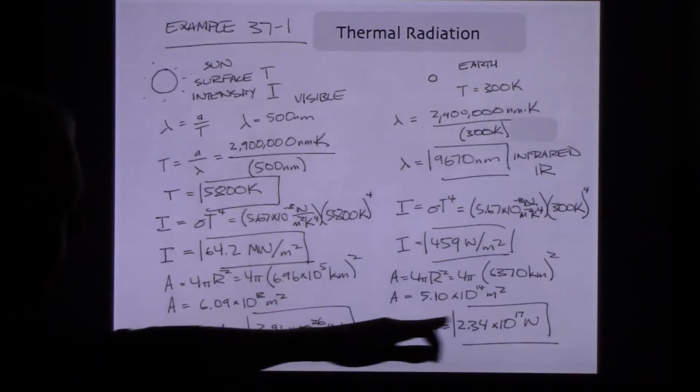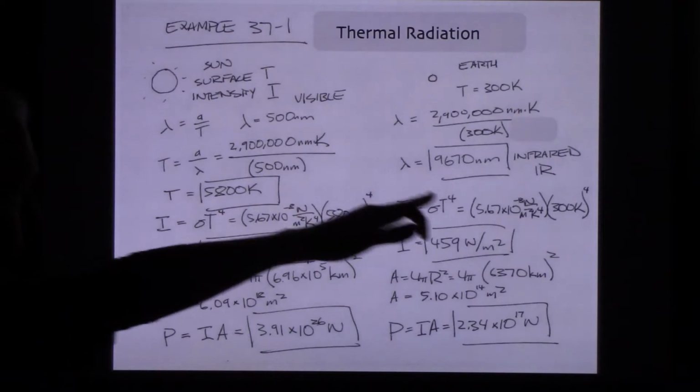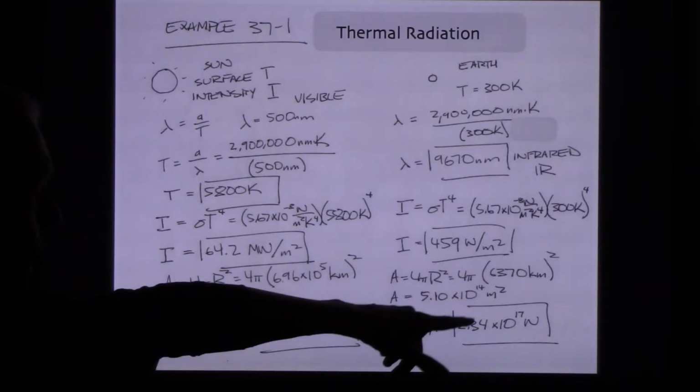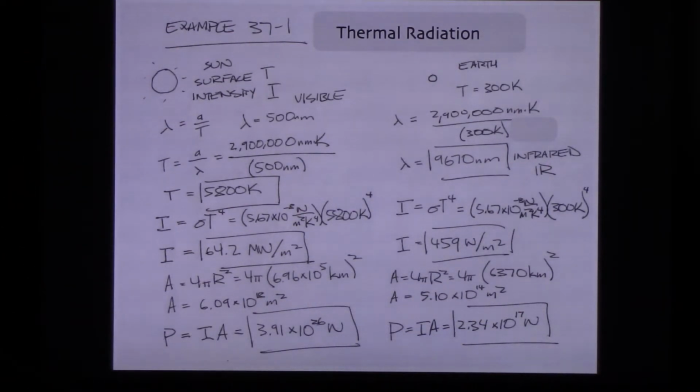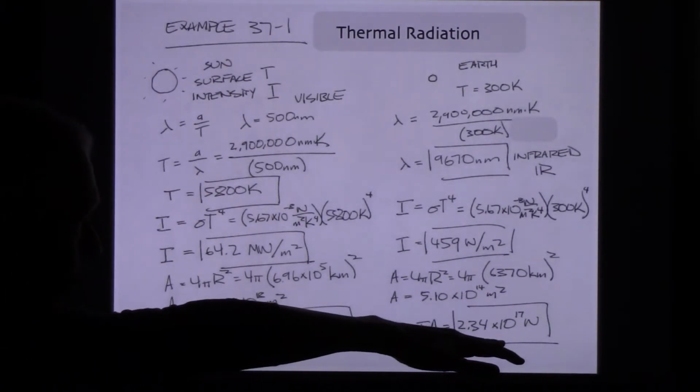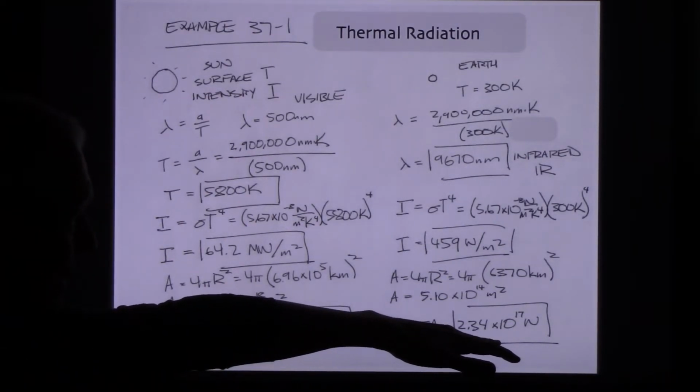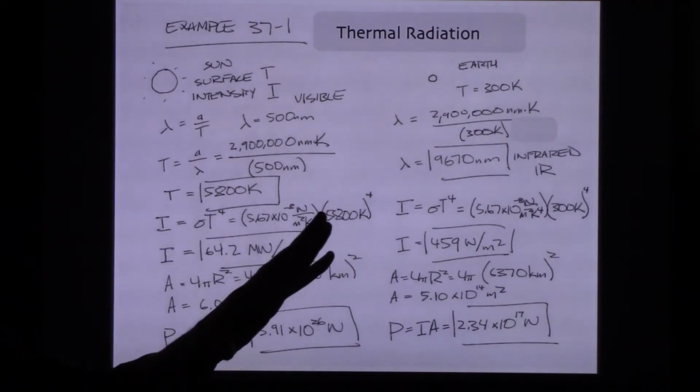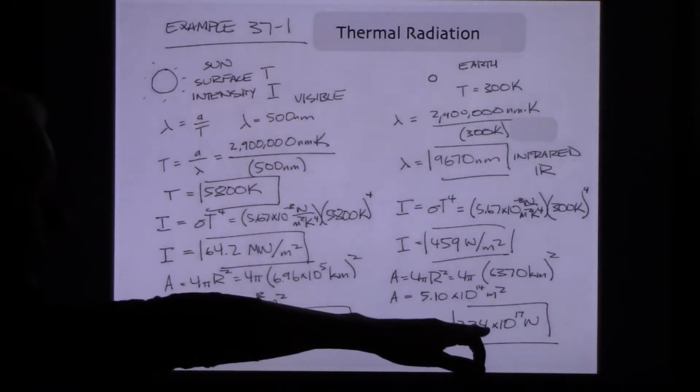If we integrate that over the entire surface of the Earth, that's 2.34 times 10 to the 17th watts. So that's the rate at which energy is being radiated back out into space from the Earth. Okay, that's a good rate.